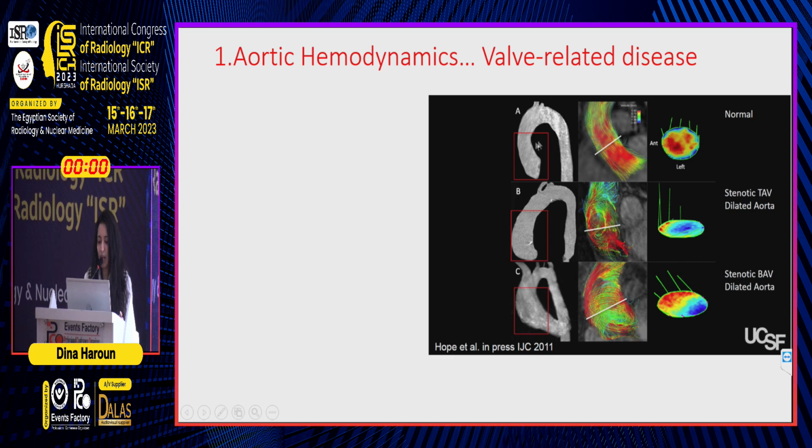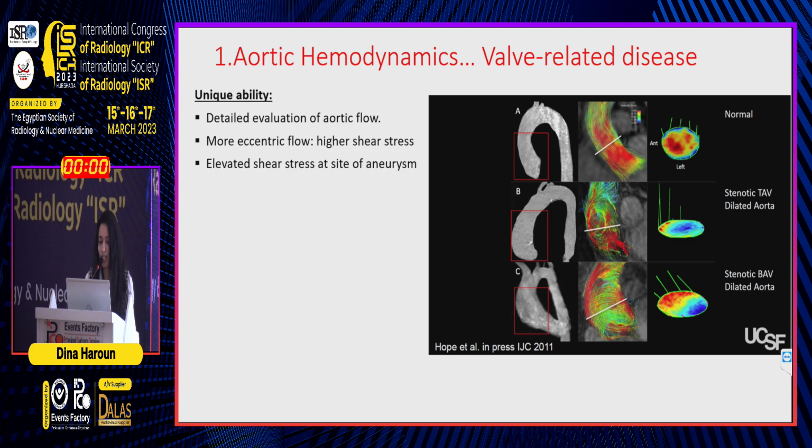Valve-related disease. This is an image of the normal aorta, and these are the streamlines here. This is the normal patient, the normal control. This is a patient with stenotic tricuspid aortic valve and dilated aorta. There are the streamlines and the vortices, streamlines and vector lines in these images. And this is the cross-section of the same image, cut by here. This is bicuspid aortic valve with dilated aorta, and these are the streamlines, the vector lines, and the cut through this line. This is a clinical application for valve-related disease in the aorta.